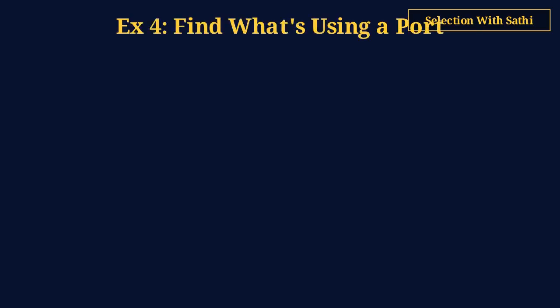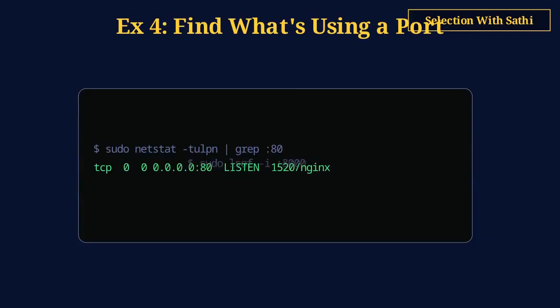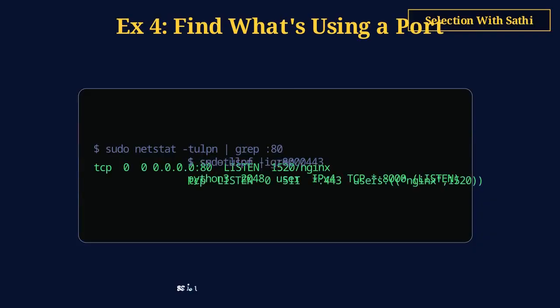Fourth example, check open ports. sudo netstat -tulpn shows all listening TCP and UDP ports with process names. We can see that Nginx is listening on port 80. Pipe through grep :80 to filter for a specific port. ss -tulpn does the same thing but faster.